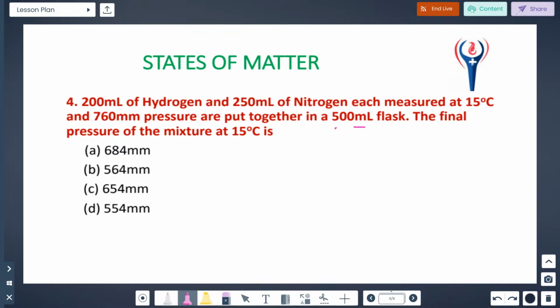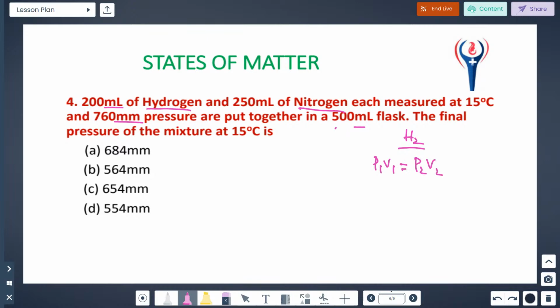First of all, you should find out the pressure produced by hydrogen and the pressure produced by nitrogen. We have to find out separately, then add together, then only we get the final pressure. Here volume is given, then pressure is given. Volume and pressure means, what's the formula we can apply? Boyle's law. For hydrogen, as usual the formula P1 V1 is equal to P2 V2. Understood? For hydrogen we are going to find out.